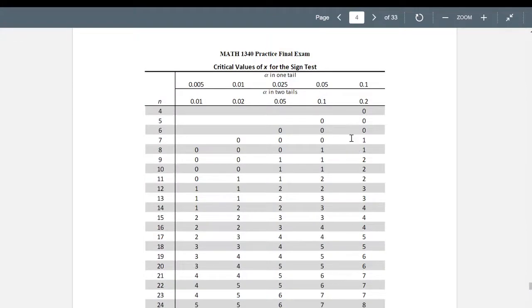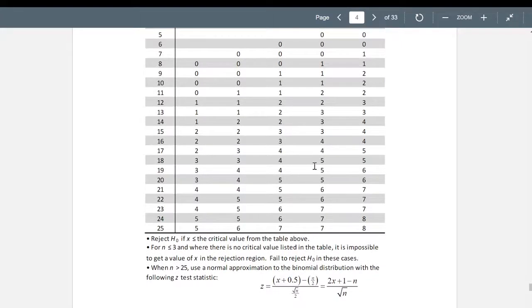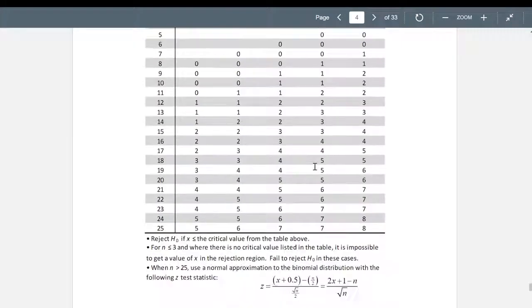So this is actually from the place I'm teaching at. This is from their practice final exam, the set of tables in the back. And this table is actually incredibly nice because not only does it provide a table, we have below here the conditions under which we would reject the null hypothesis and fail to reject the null hypothesis. And then there's that z-score I mentioned, right? If the value of n was greater than or equal to 25.